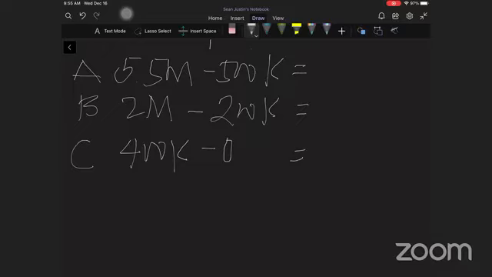Pag 55 minus 500, that is your depreciable amount. Okay, that is your depreciable amount. So that's 5M, 1.8M, and 400,000. Therefore, this is your depreciable amount.